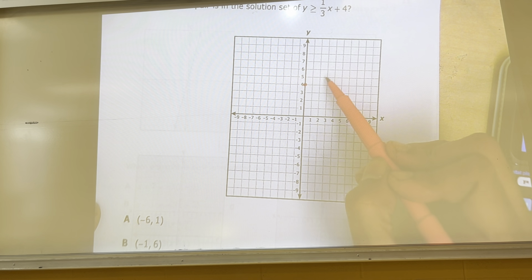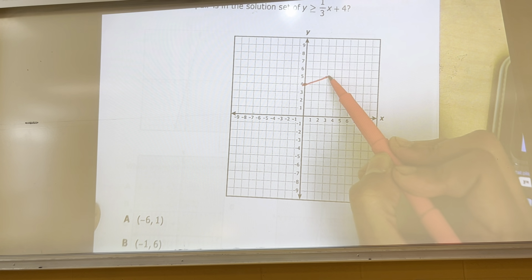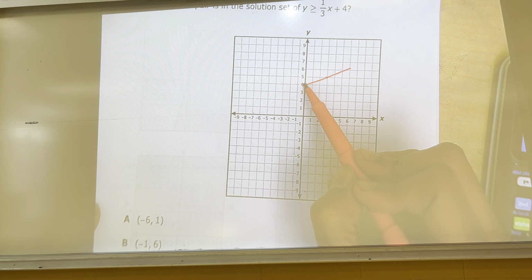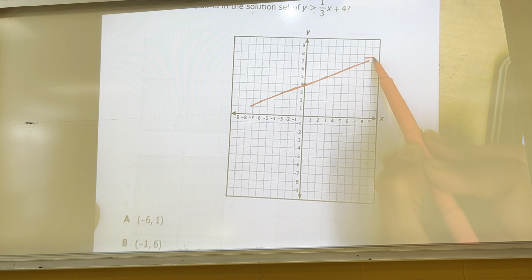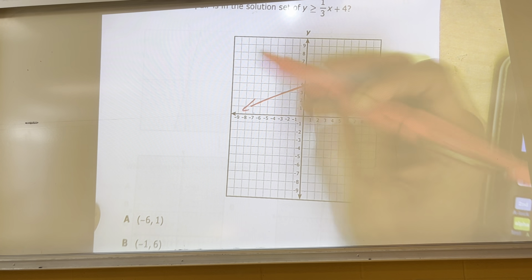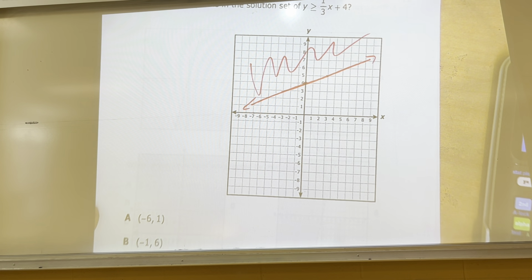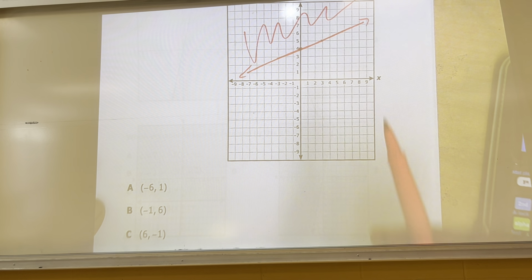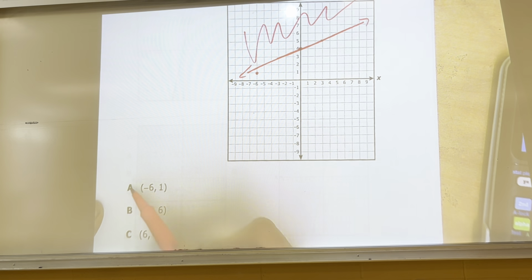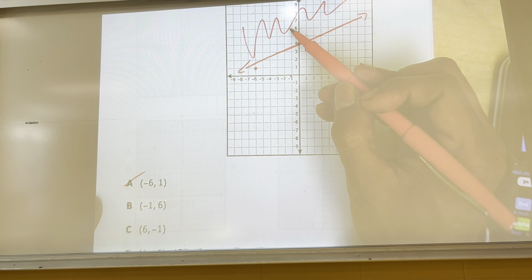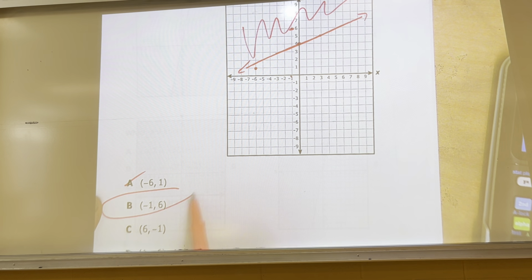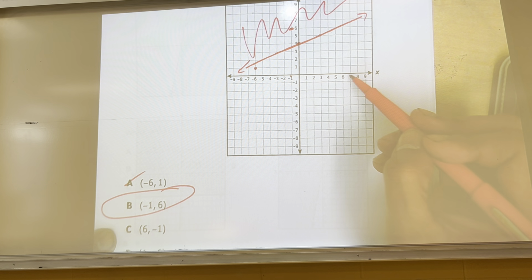Up 1 over 3. Down 1 over 3. That's our graph. It's greater than, so it's shading above. Everything in that region is your answer. Negative 6, 1, sorry, didn't make it. Negative 1, 6, yes, it did make it. 6, negative 1, let's confirm these are wrong. 1, negative 6.